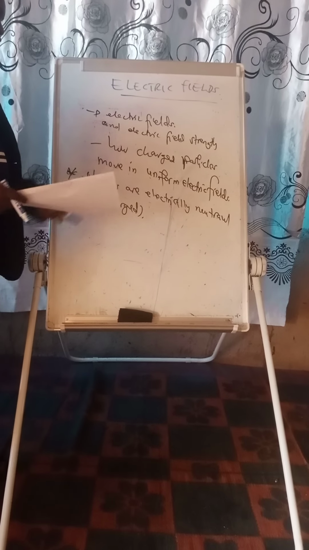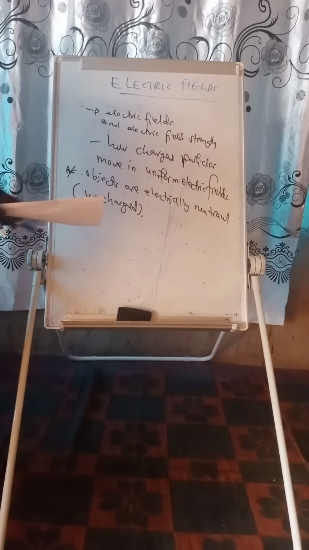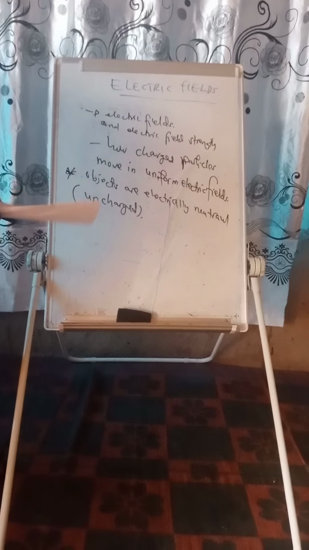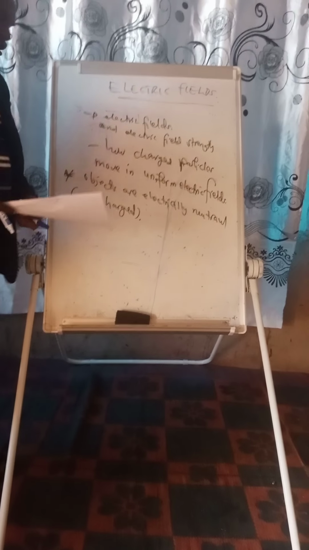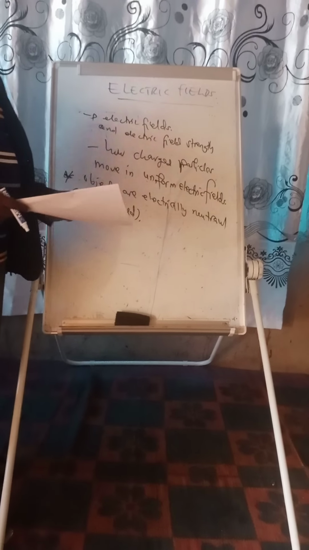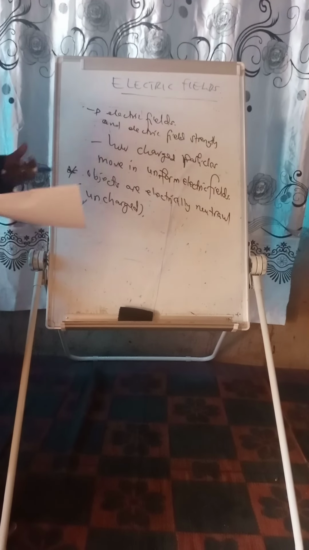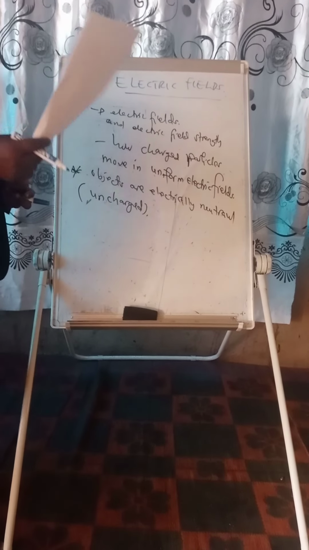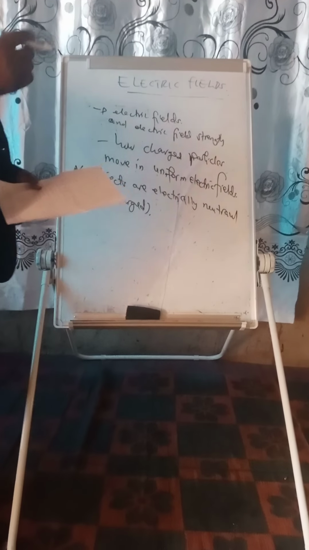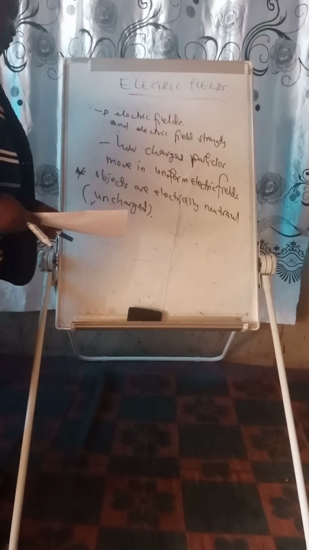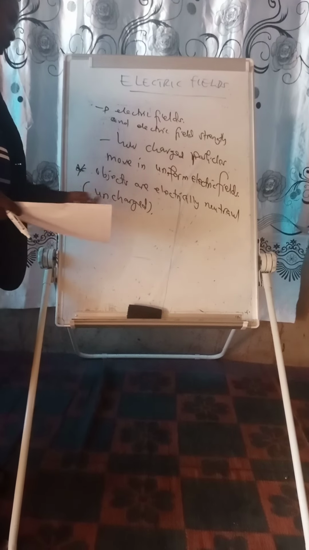So, we always say that objects are electrically neutral. It means objects are uncharged. Always, objects are electrically neutral. For example, even this paper is electrically neutral. This marker is electrically neutral. So objects are always electrically neutral or uncharged.